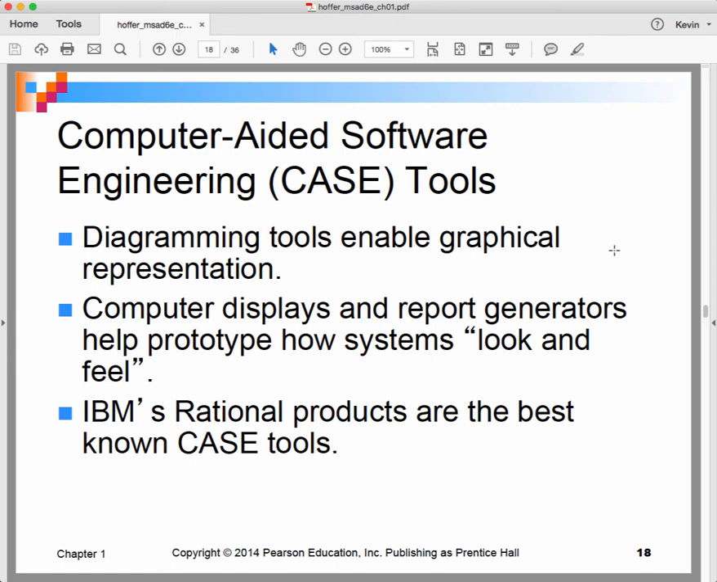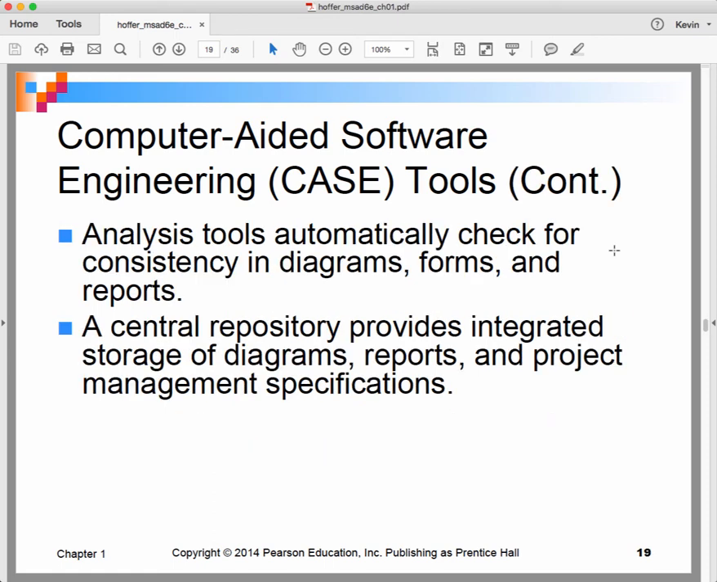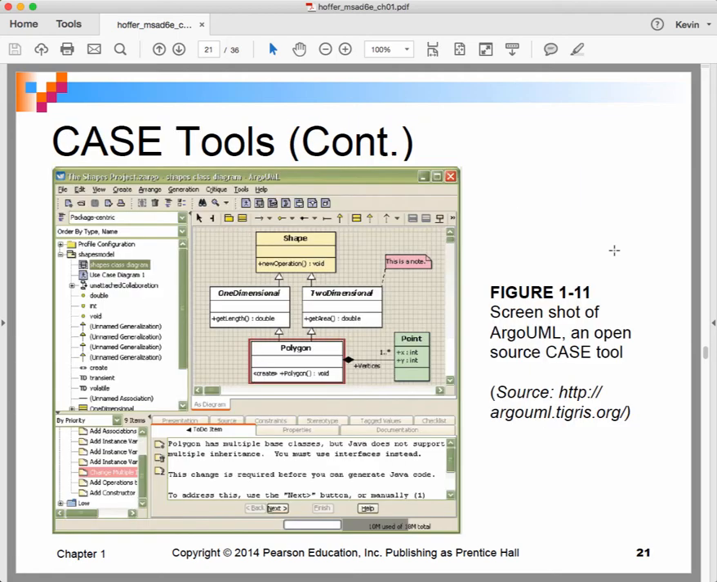So CASE tools, again, tools for doing our job as analysts and designers. That's all I'm going to say. Okay, and here's a CASE tool. It's a diagrammer for diagrams that use unified modeling language. We're going to be using a diagrammer in this class, and we're going to be using some of the UML diagrams. And that's just what people use. They're not CASE tools. They're just the tools of the trade.